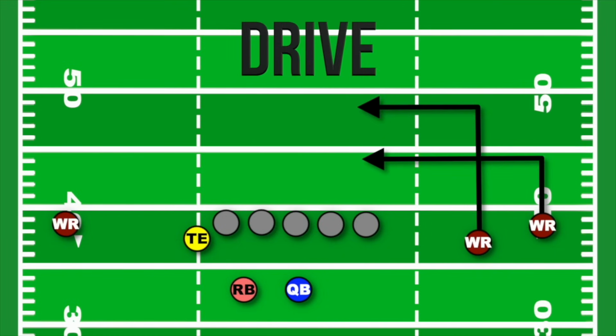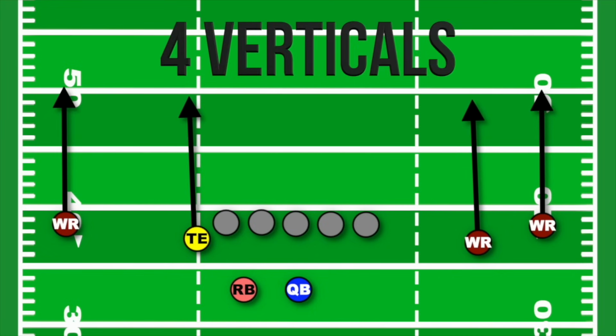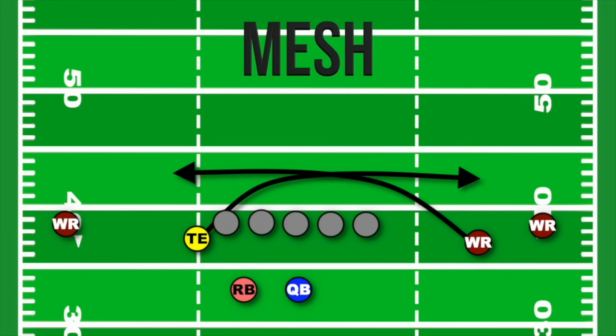The drive concept is a high-low passing concept with a deep dig and a shallow dig. The quarterback has a simple read here, he just needs to throw whatever route the linebacker doesn't pick up. 4 verticals or 4 verts is pretty self-explanatory, it's just 4 straight go routes. The goal here is to create as many tough decisions and 2-on-1s for the deep defenders and hit whoever's open. Mesh is an air raid concept with 2 receivers running shallow crosses from opposite sides.